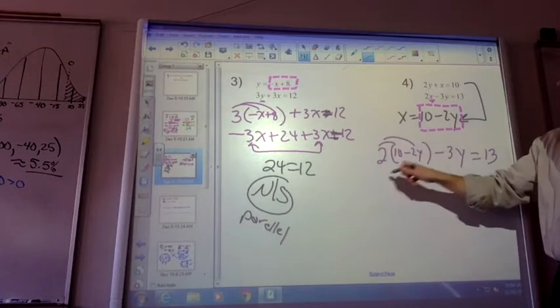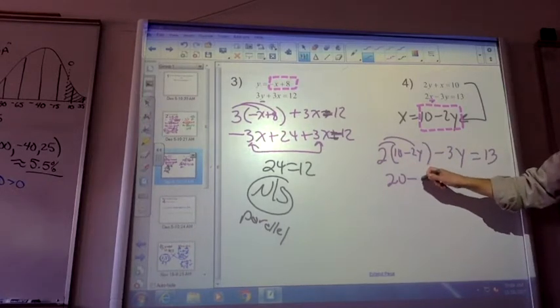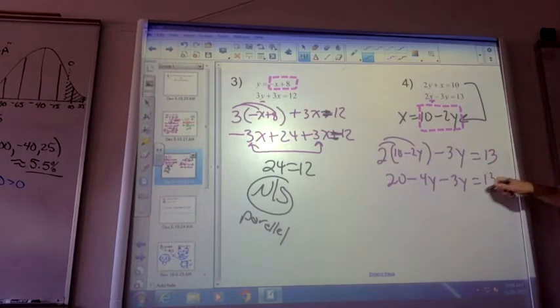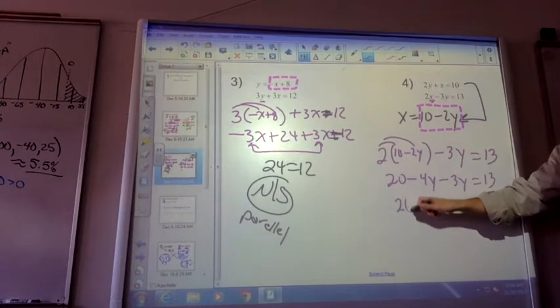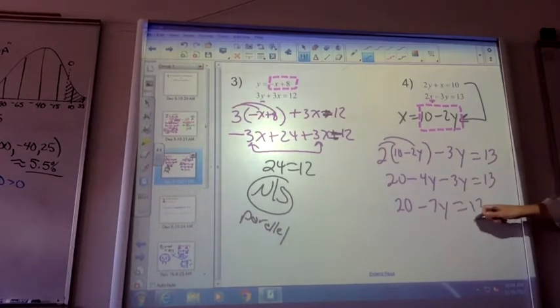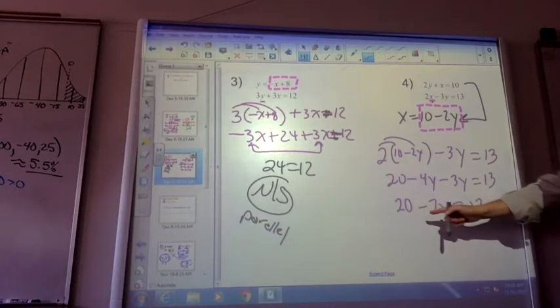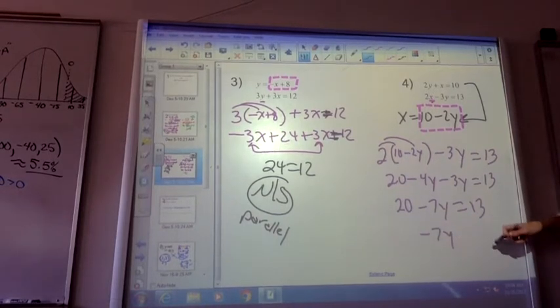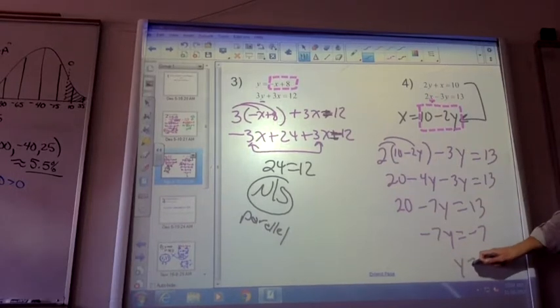So if I get that and that, I get 20 minus 4y minus 3y equals 13. Like terms. Oh, sweet, nothing fell out. So what does that mean? What am I going to do here? Subtract 20? If I subtract, 13 minus 20 is negative 7, I believe. So what's my y value? So we have a solution here, yes?